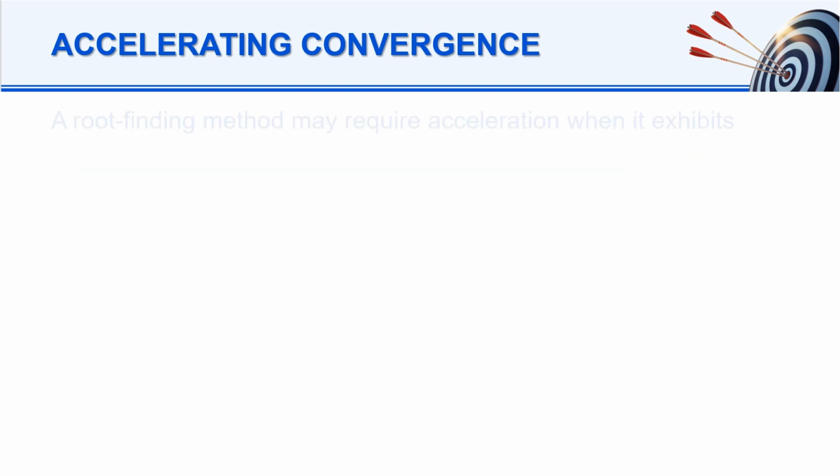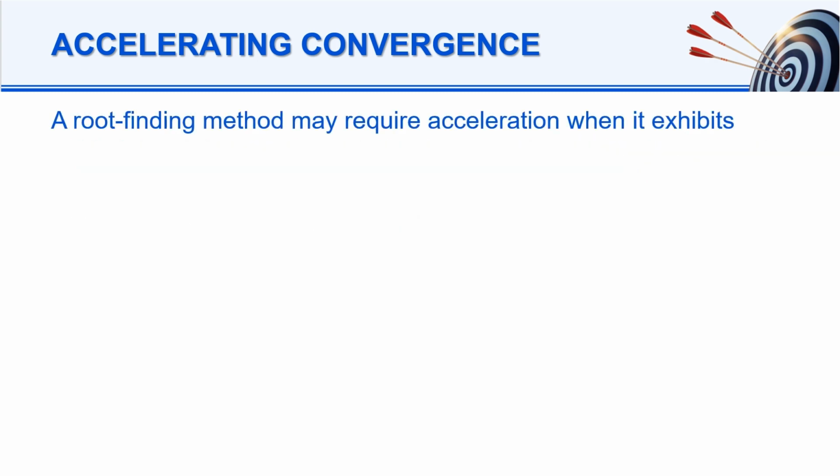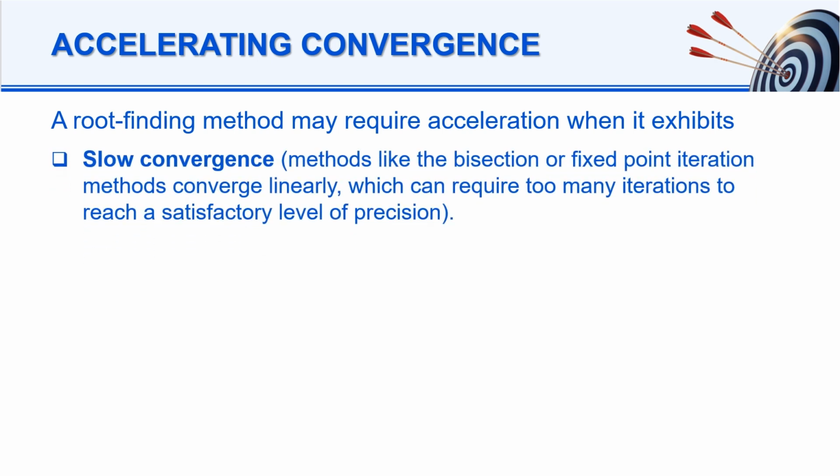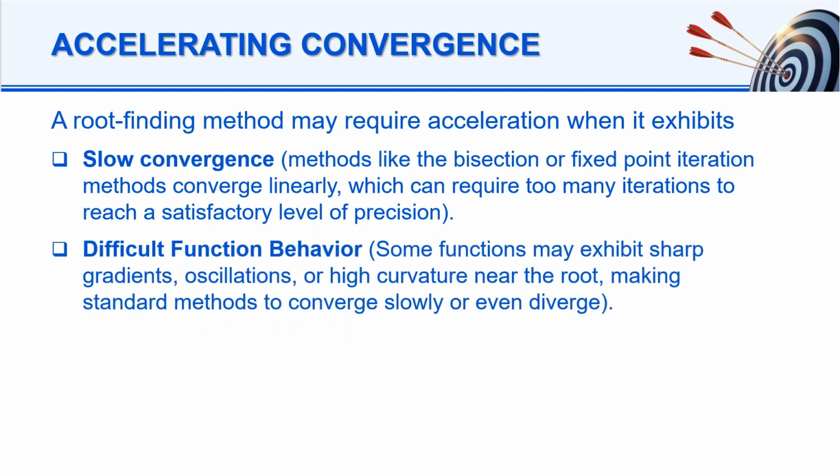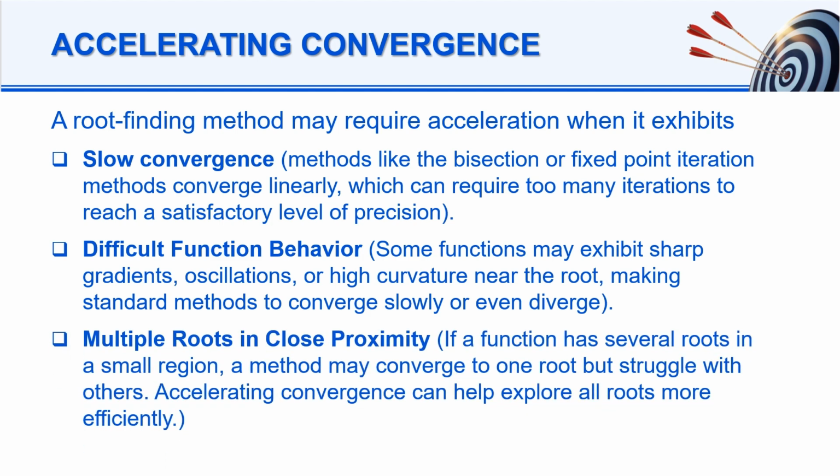A root-finding method may require acceleration when it exhibits slow convergence. Methods like the bisection or secant methods converge linearly, which can require too many iterations to reach a satisfactory level of precision. Difficult function behavior: some functions may exhibit sharp gradients, oscillations, or high curvature near the root, making standard methods converge slowly or even diverge. Multiple roots in close proximity: if a function has several roots in a small region, a method may converge to one root but struggle with others. Accelerating convergence can help explore all roots more efficiently.